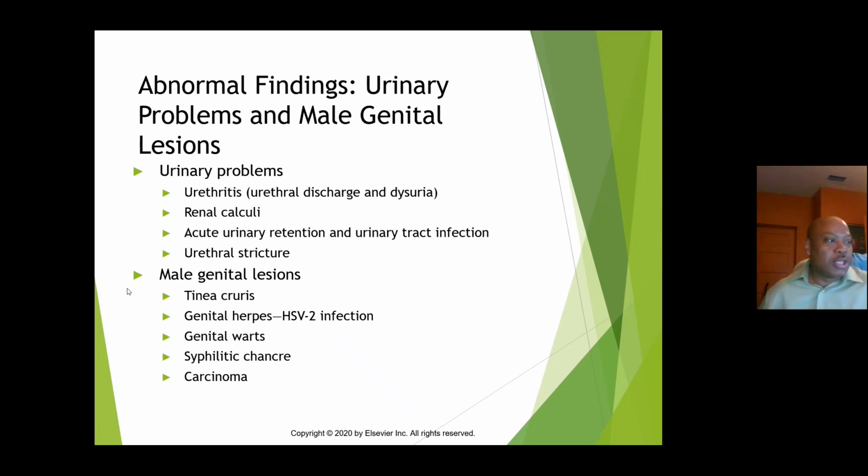Look up the genital lesions, the tinea cruris, herpes, syphilitic chancre, as well as carcinoma. Your book does provide some of the abnormal findings that you would want to take a look at.